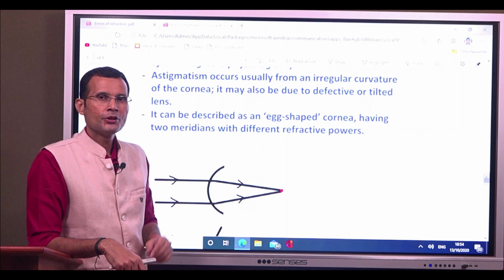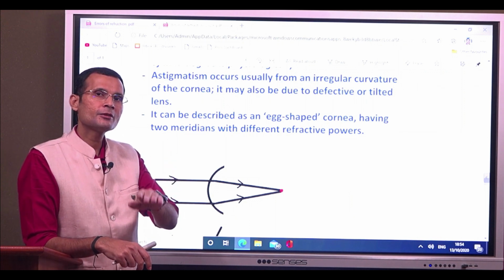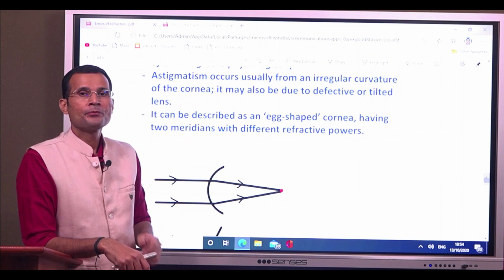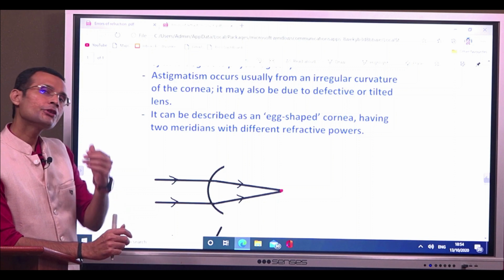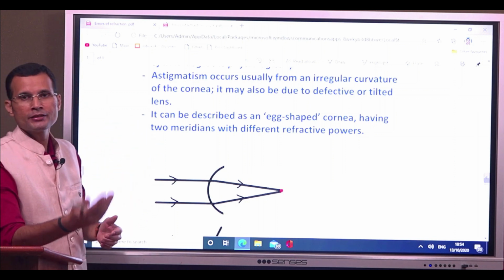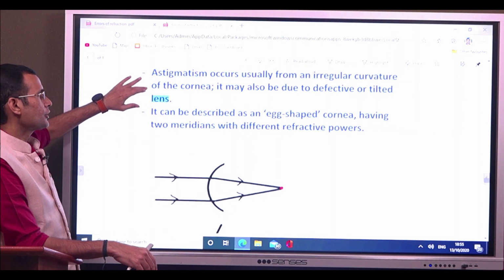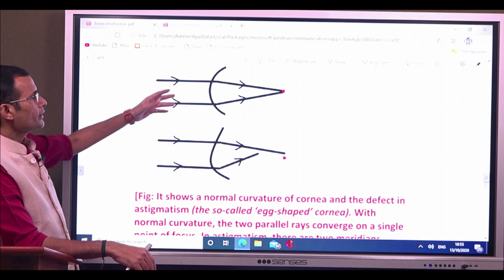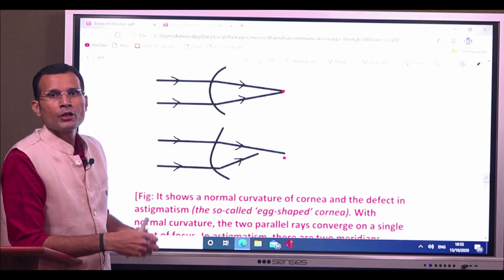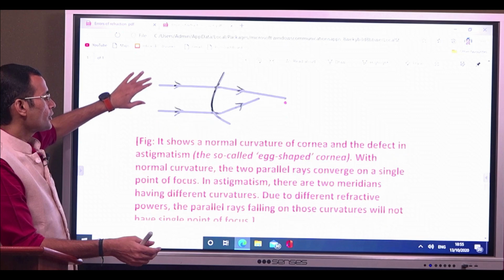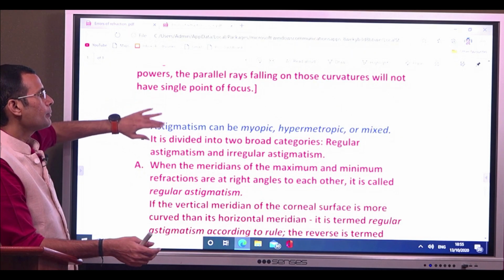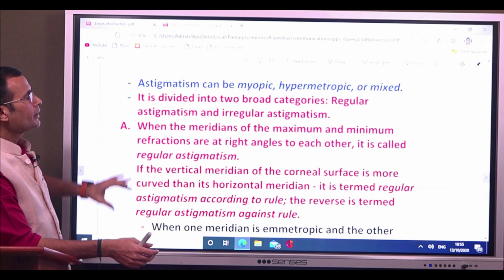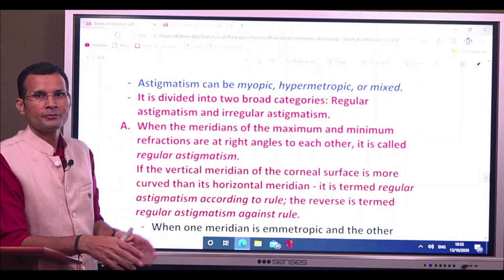Just to have a recap, do you remember myopia, lens displaced forward, hypermetropia, lens displaced backward, and now astigmatism, tilted lens may result in this type of error of refraction. And egg-shaped cornea, as I mentioned already, this is how the light rays will show the refraction. There will be no single point of focus. Image will be blurred.